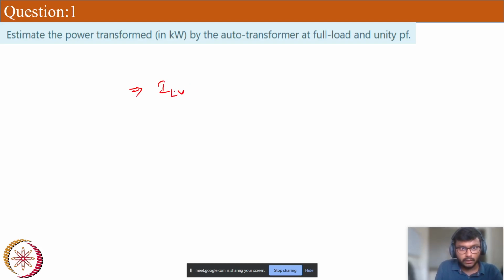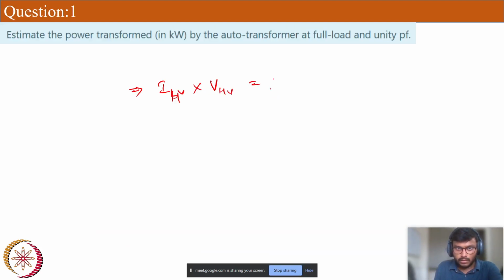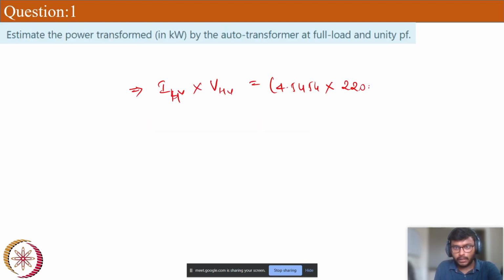IHV multiplied by my HV voltage. So how much is I3? It is 4.5454 multiplied by 2200. This should be how much power my primary winding of my transformer can transform. Someone calculate this: 4.5454 multiplied by 2200.